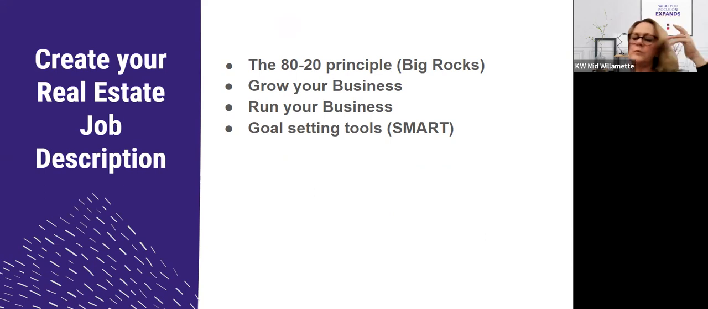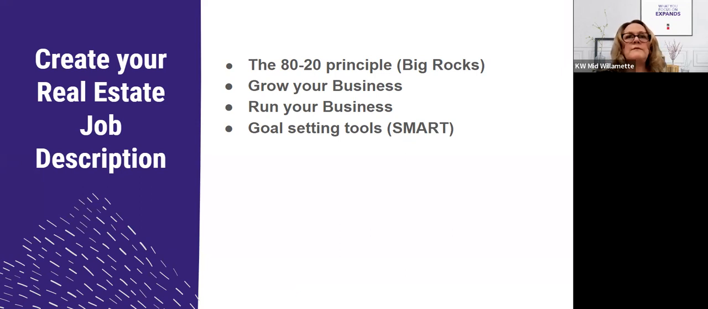20% of your activities result in 80% of your business. So it's the Pareto principle. It's Vilfredo Pareto, about 100 years ago, who was looking at crops in Italy. You guys have heard the story, and he discovered that 20% of our activities yield 80% of our results. So we call those your big rocks, those most important things that you will set everything else aside to do. What would be some examples of big rocks?